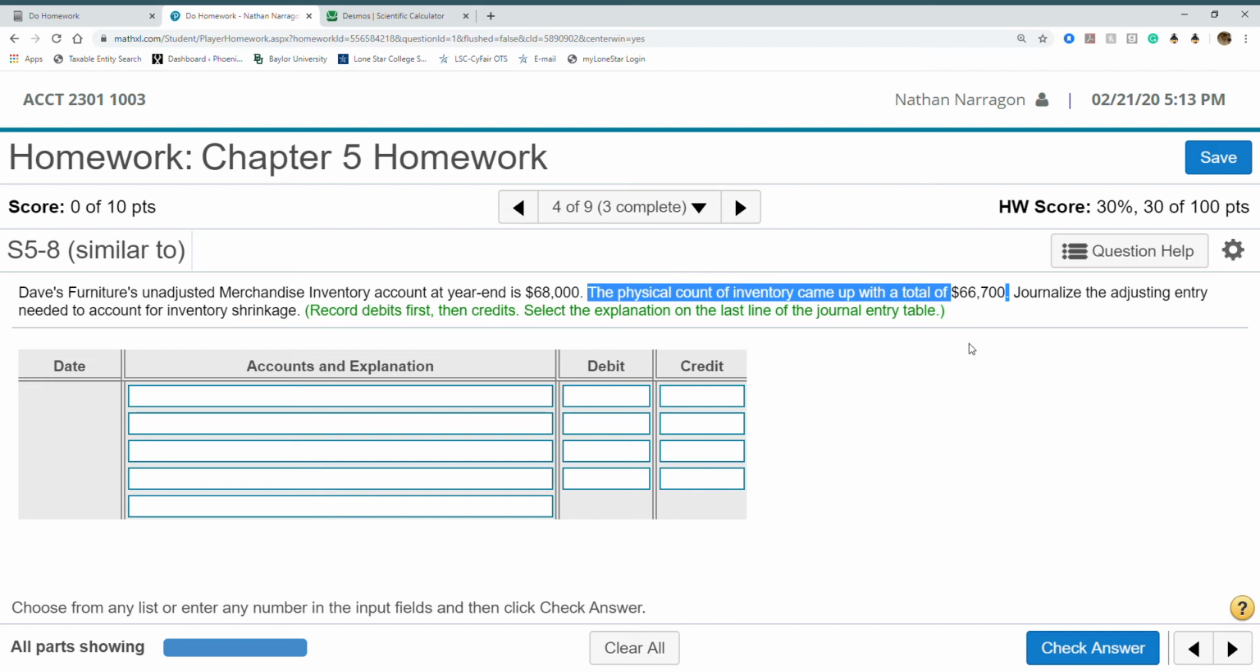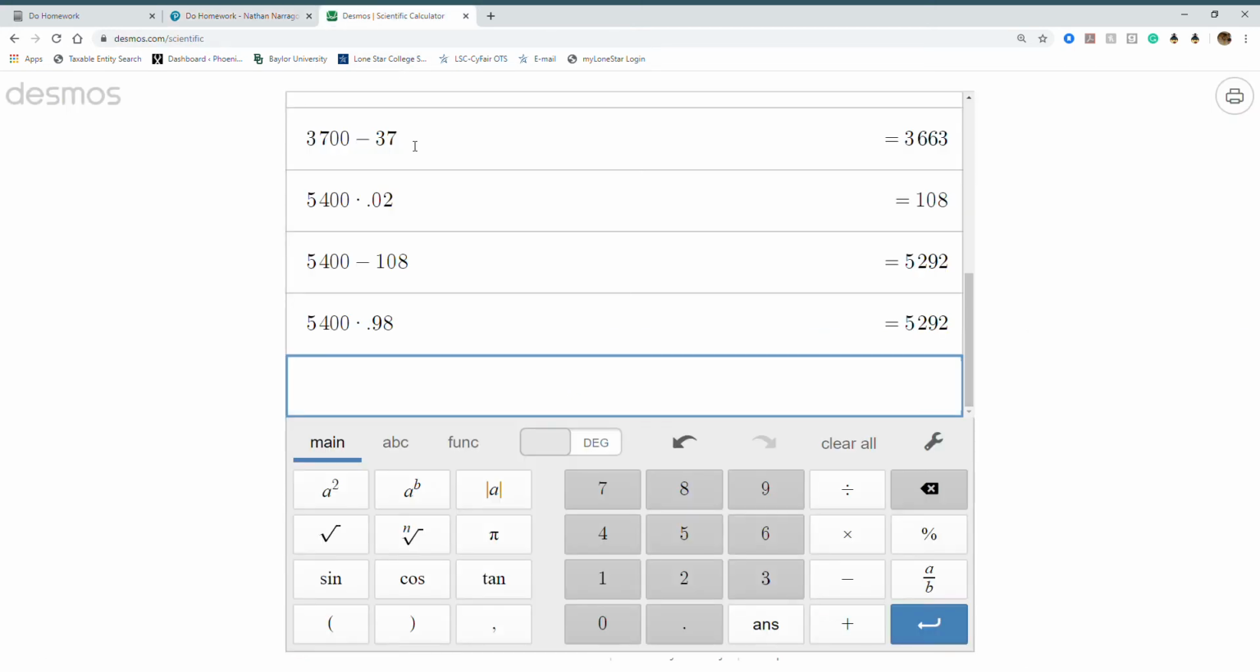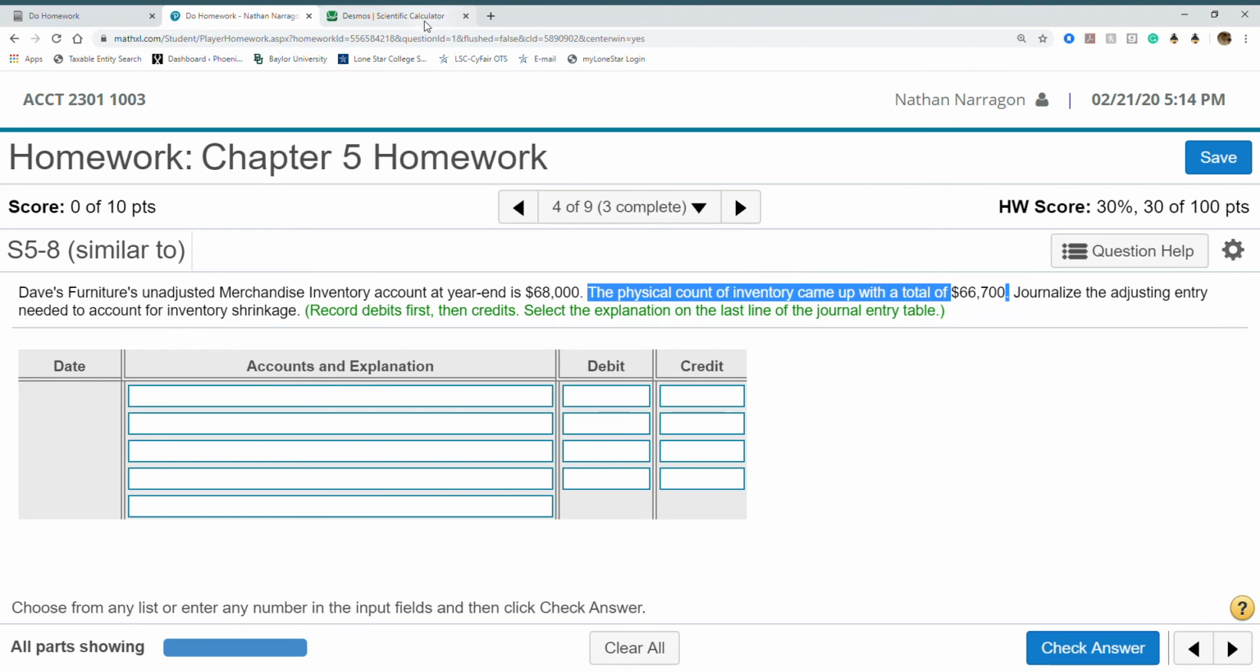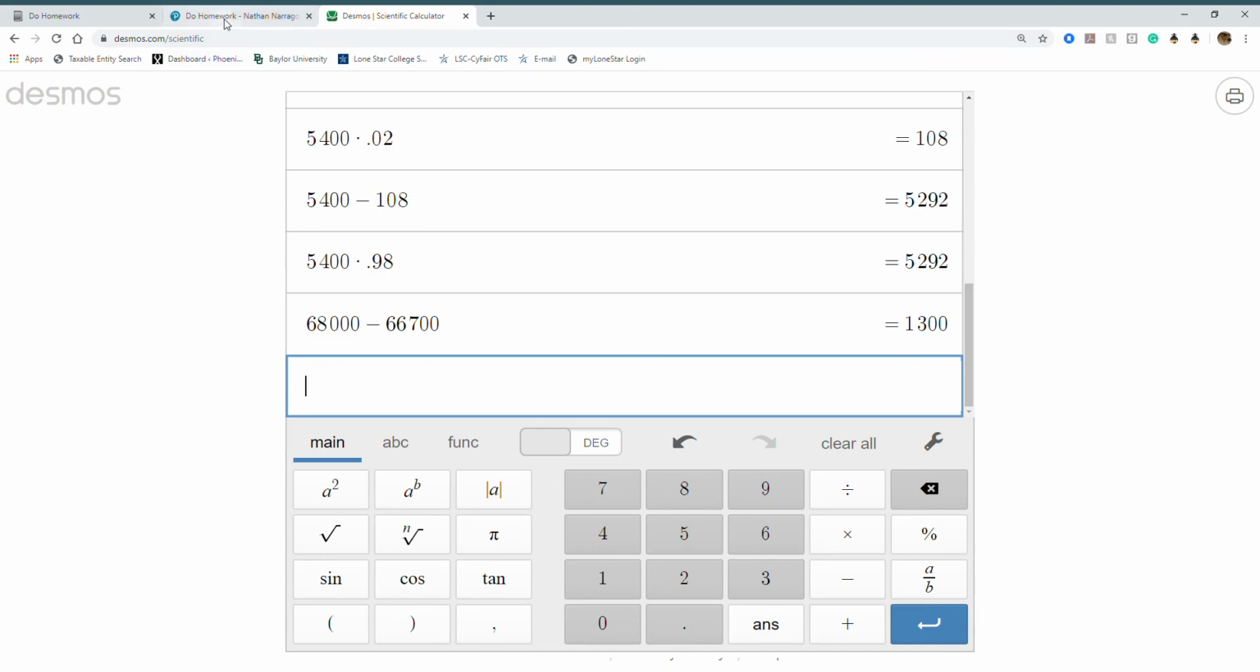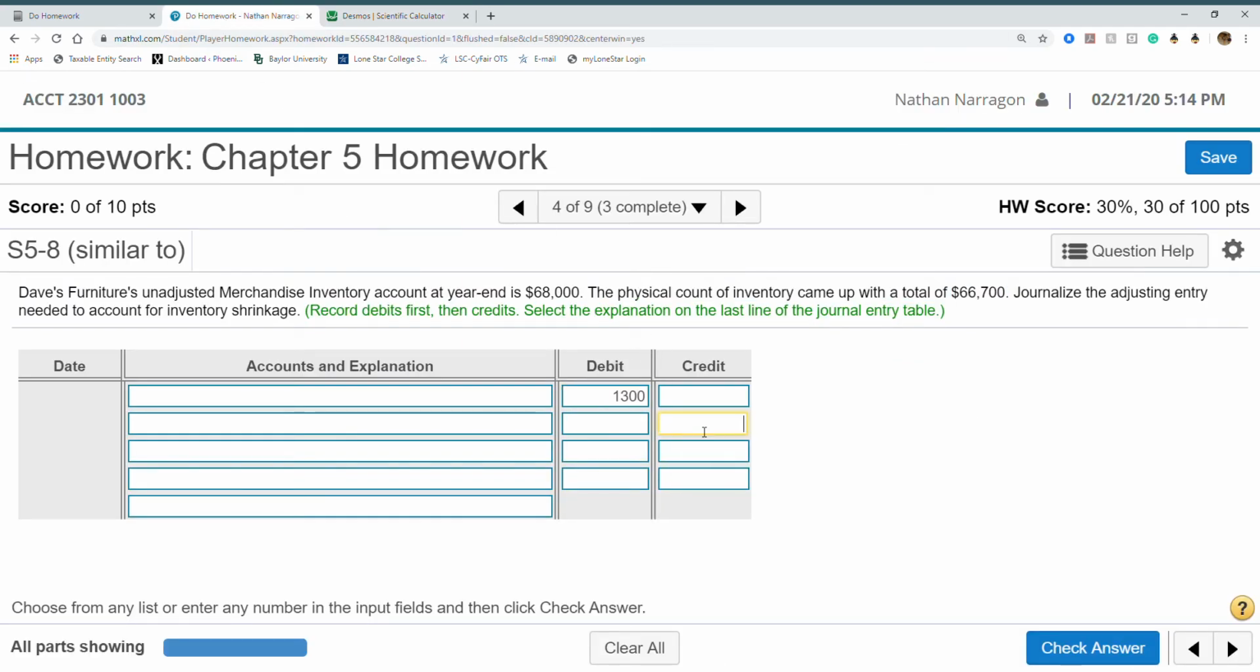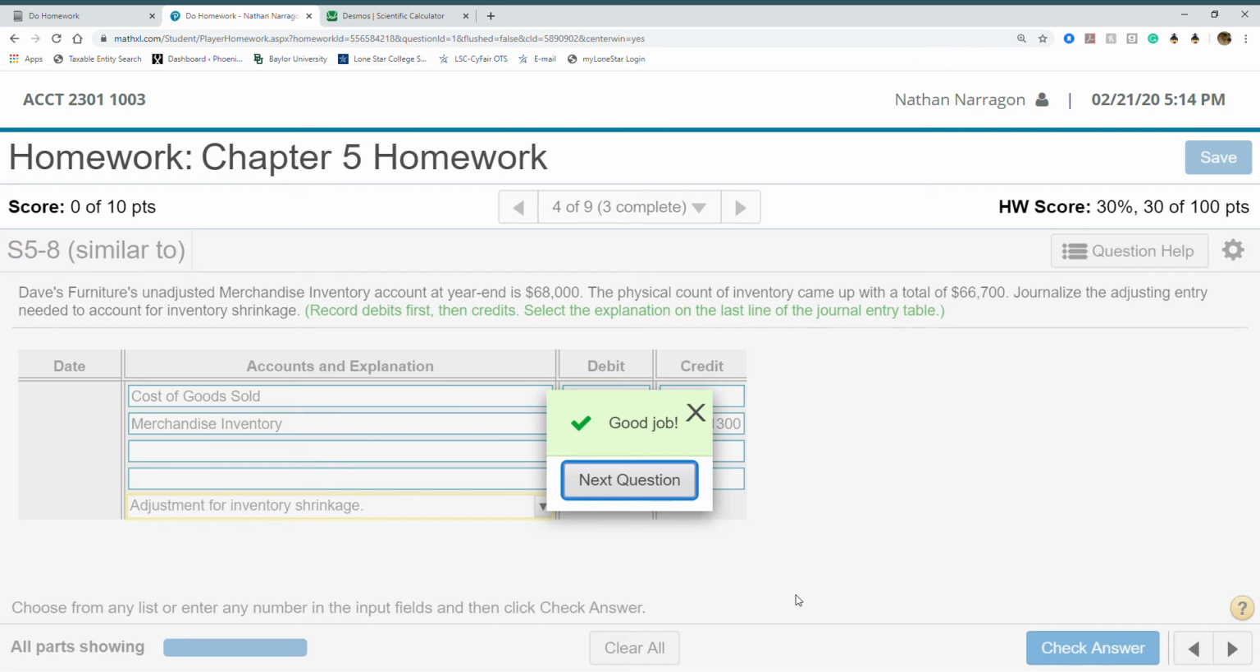Okay. So again, we got shrinkage going on. First off, we take our calculator and subtract the two numbers to see how much of a shrinkage we have. So 68,000 minus 66,700. We have a $1,300 shrinkage. So we already got our number. We know merchandise inventory is credited. There's the account going down. The debit is going to be cost of goods sold for shrinkage. And adjustment for inventory shrinkage for the explanation. That's really all that is to an inventory shrinkage. That one was not too bad.